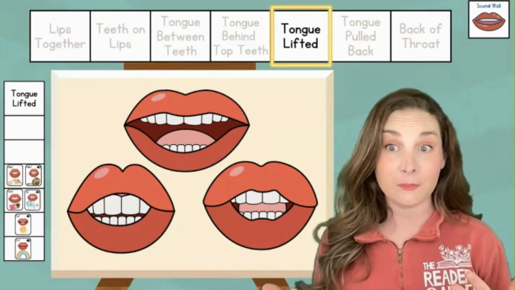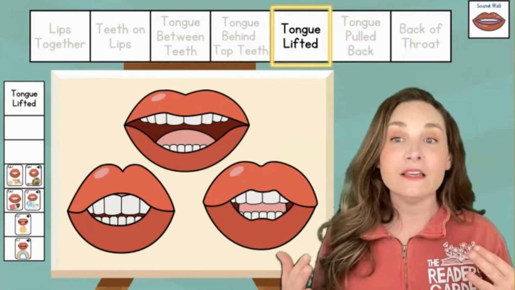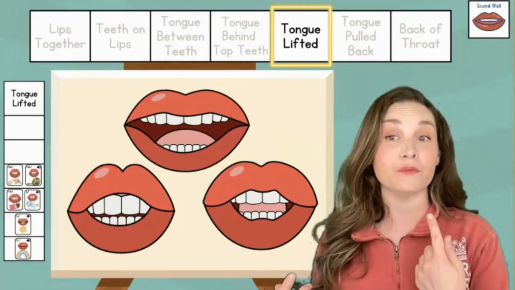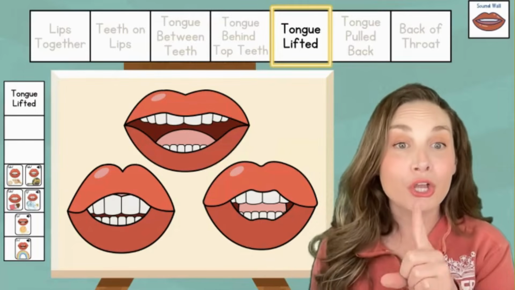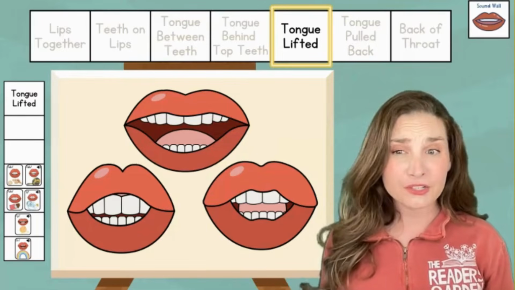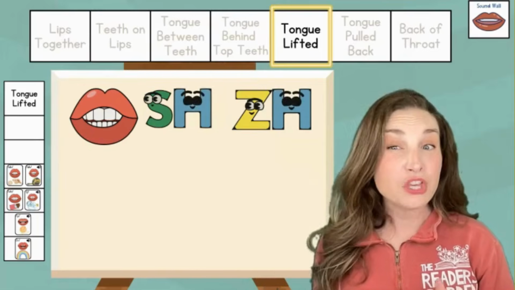So the fifth place we can make sounds is with our tongue lifted to touch the roof of our mouth. When I lift my tongue to say shh, the middle part of my tongue touches the roof of my mouth. Try it. Shh, shh. Do you feel where your tongue is in your mouth? Now, do you know any other sounds that we can make with our tongue lifted up like this? Here's a few that we can talk about.